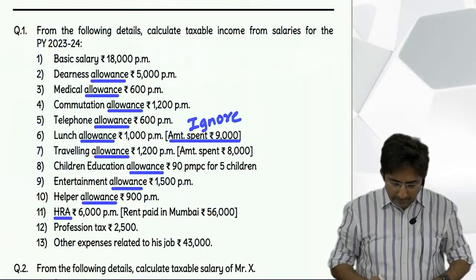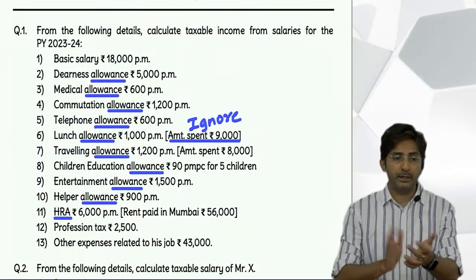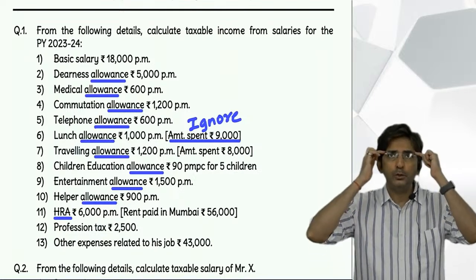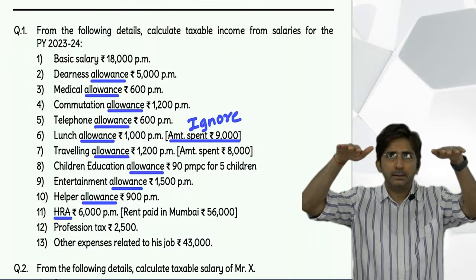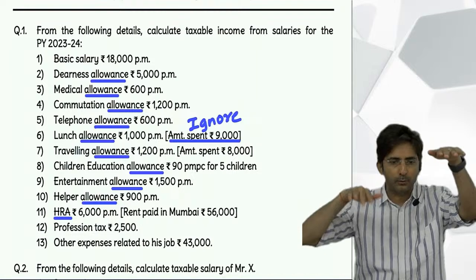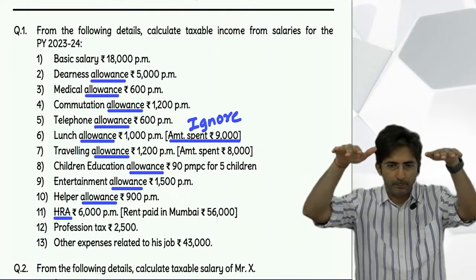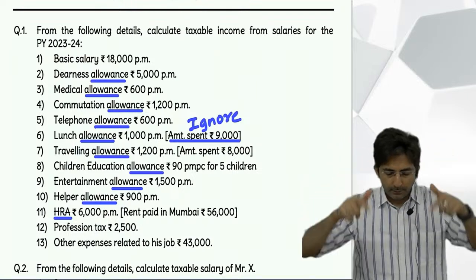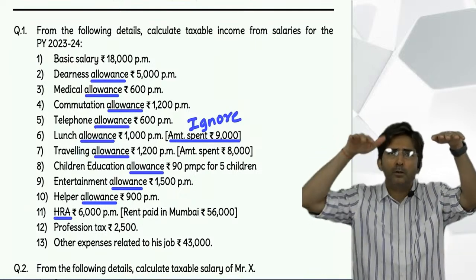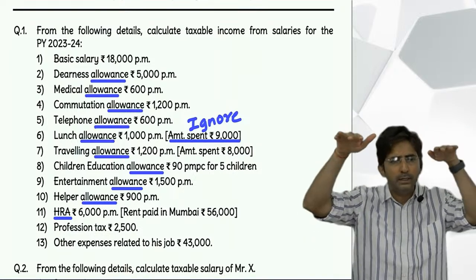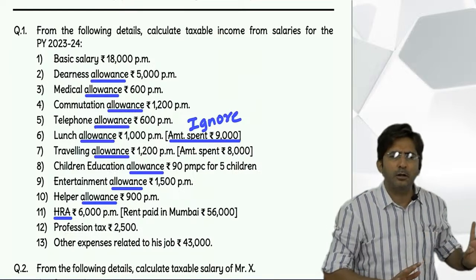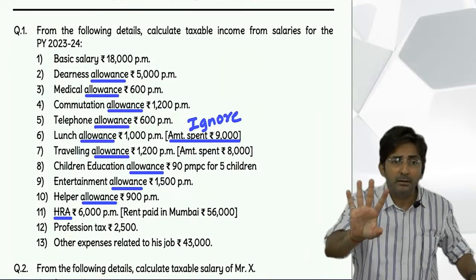Entertainment. What is next? Entertainment. See, as soon as entertainment allowance comes, you should visualize this scene. Like this, government employee: up also, down also. And if he is not a government employee, only up. So, is he a government employee? No. So only up. Up means right now we are at the top of the statement. Just write it in the outer column and at the end, no formula.